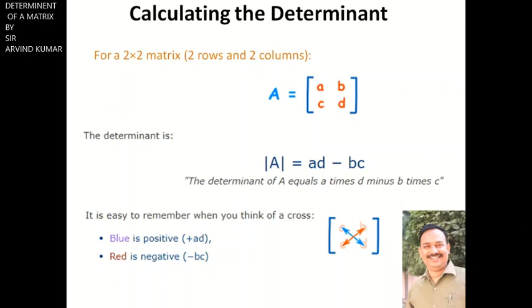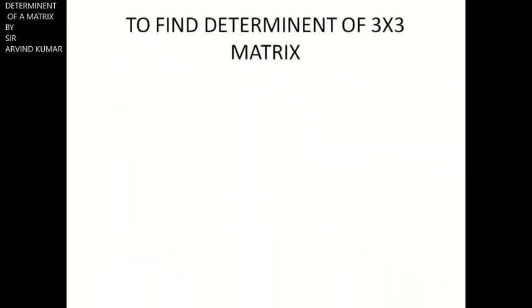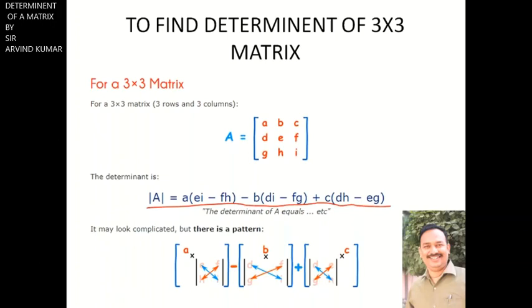This is a diagonal cross. So blue is for positive and red is for negative. We take blue a into d minus red b into c. This way you can find the determinant of a 2 by 2 matrix. Now let us discuss the determinant of a 3 by 3 matrix. A 3 by 3 matrix, for example, contains 3 rows and 3 columns. A is equal to first row a b c, second row d e f, third row g h i.